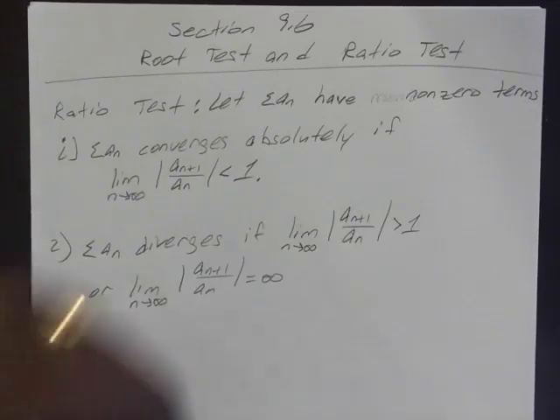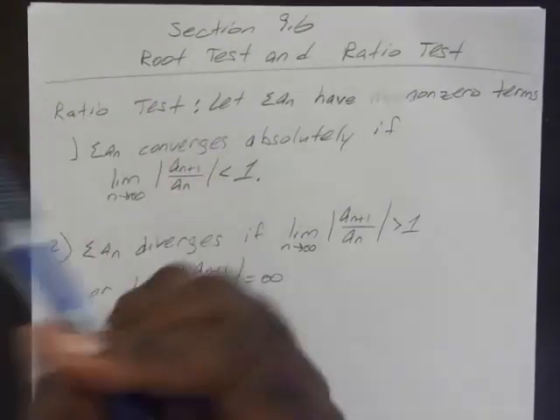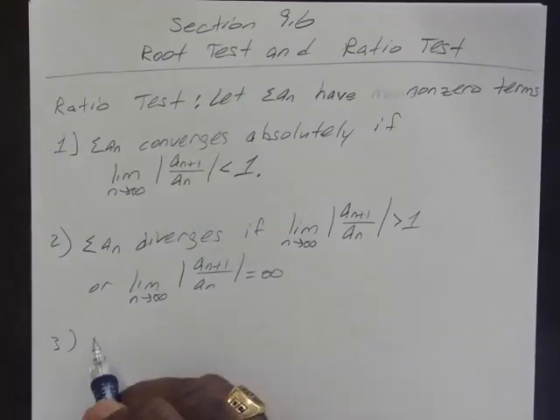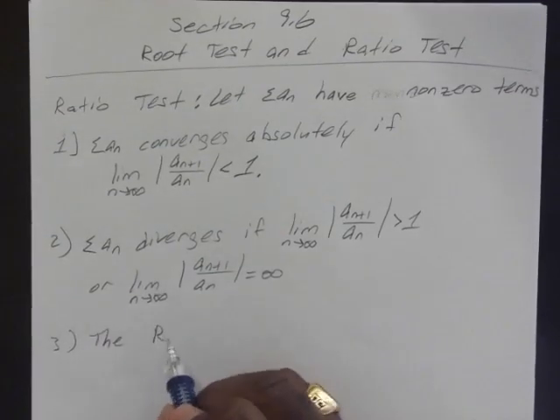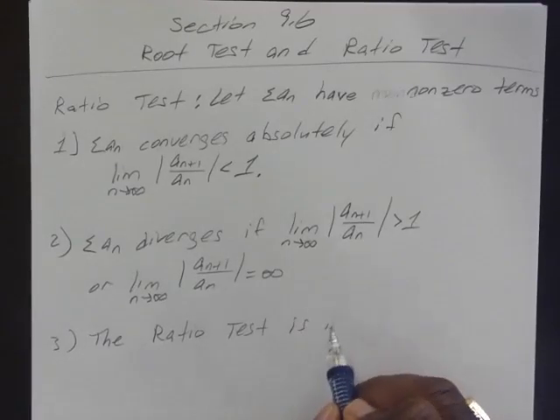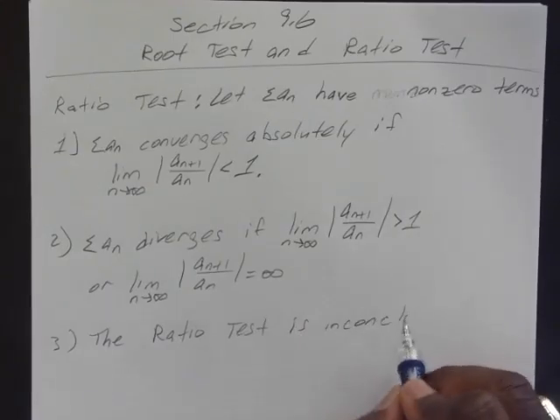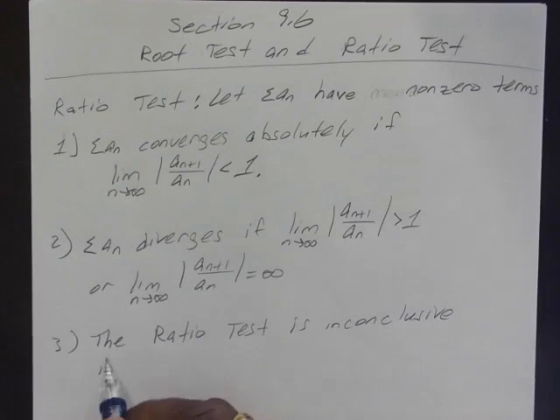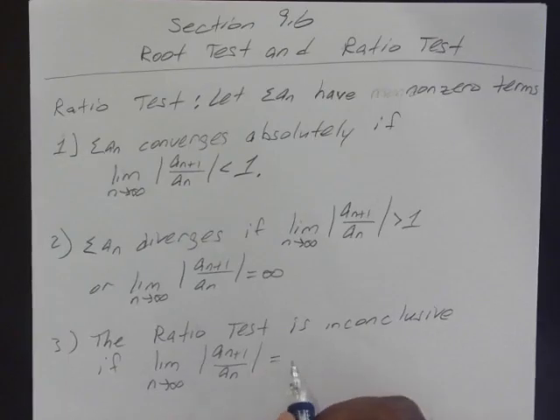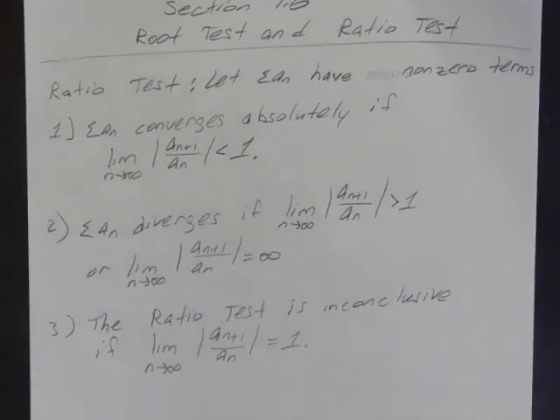For the third, we keep these kind of similar, so I'll put 1, 2, and 3 there. That the ratio test is inconclusive if the limit as n approaches infinity of the absolute value of a sub n plus 1 divided by a sub n is equal to 1. And all that means is you have to use a different test.